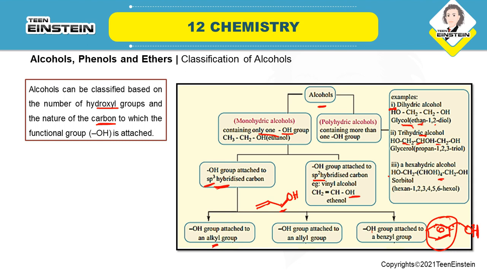So try to understand the difference between allyl alcohol and vinyl alcohol. Vinyl group is C=C double bond and the OH group is directly attached to the sp2 carbon. But when it is allyl, then C=C double bond, after that there is an sp3 hybridized CH2 and then OH is attached. Okay, so this is the difference.